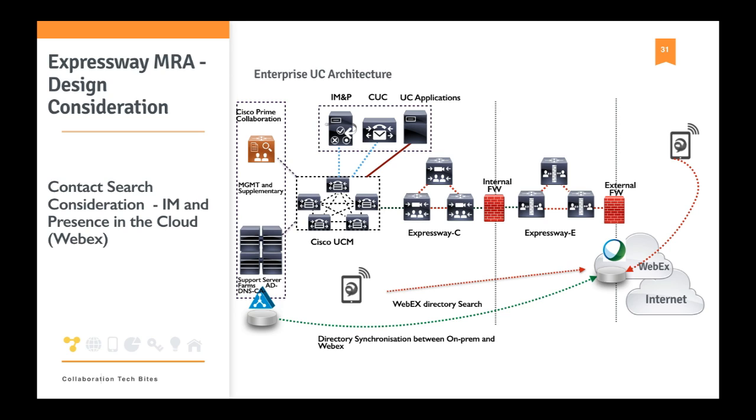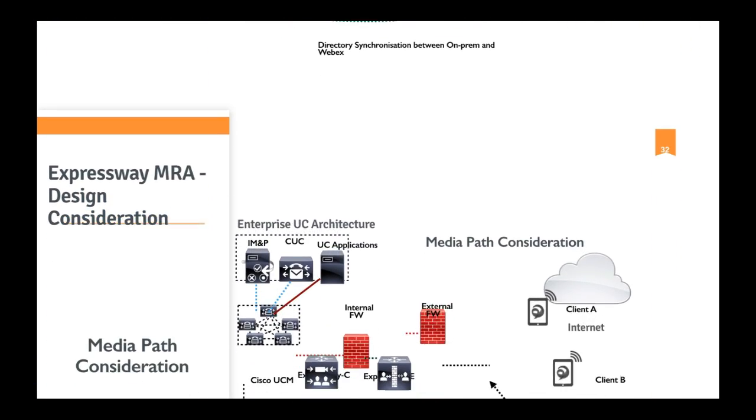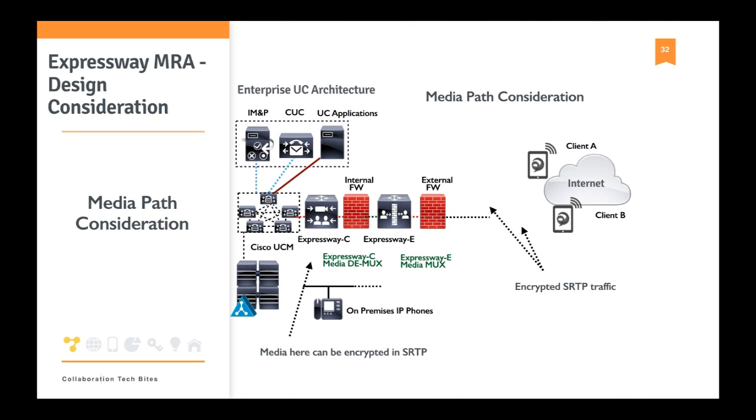So in a WebEx hybrid model, directory is synchronized between on-premises Active Directory and the WebEx. So WebEx Cloud will actually have all the information about the users within the environment by a directory synchronization with both. So when you want to do a directory search, Jabber will go to WebEx and do a direct directory search. Same thing will happen when you are outside.